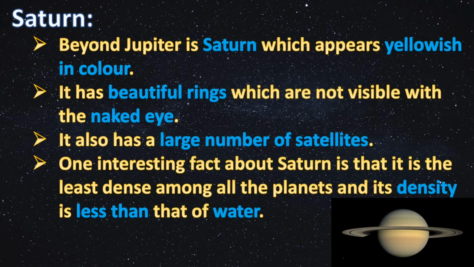Saturn. Beyond Jupiter is Saturn, which appears yellowish in color. It has beautiful rings which are not visible with the naked eye. It also has a large number of satellites. One interesting fact about Saturn is that it is the least dense among all the planets and its density is less than that of water.